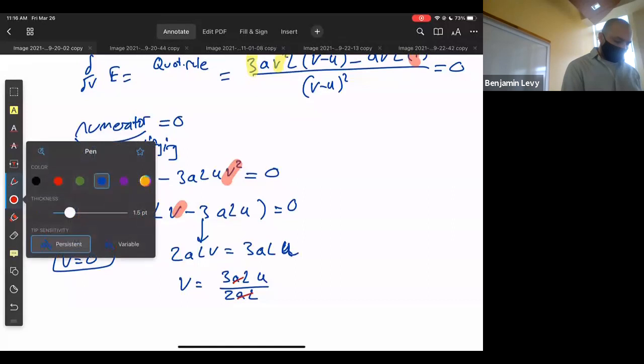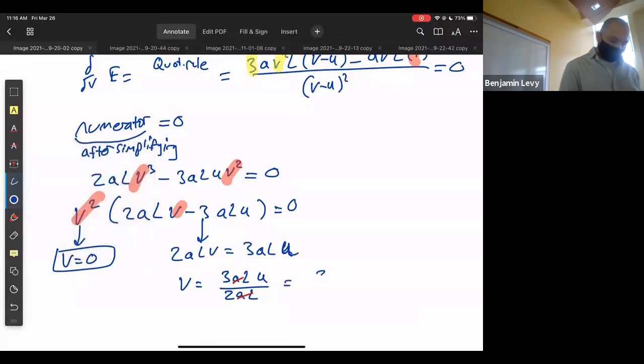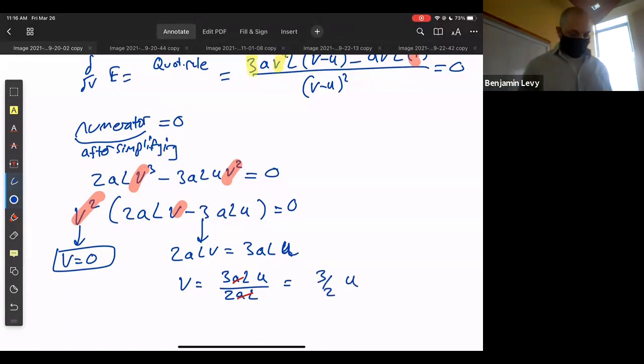And we just get 3/2 U. Or you could write it as 3U over 2 if you want. So this is the other critical point.